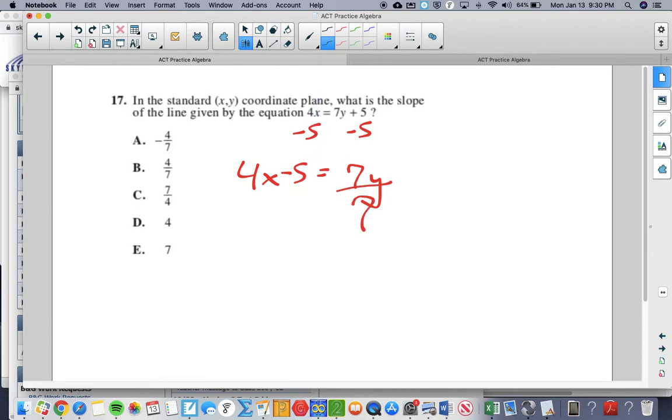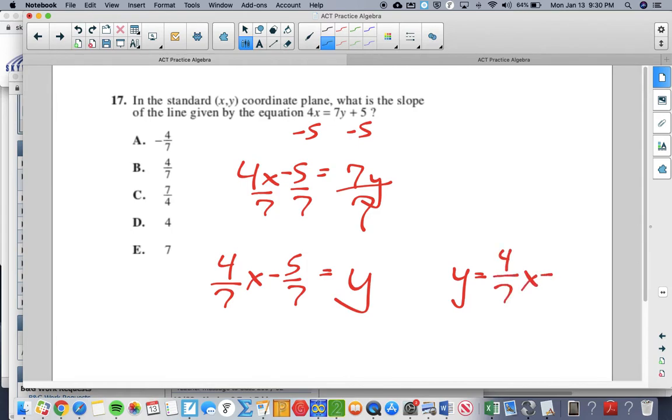Last but not least, divide by 7. Now when we divide the right side by 7, we have to divide the left side by 7. So we get y equals 4 over 7 x, minus 5/7. Now I'm going to write this by switching the left and right side of the equation. I'm going to put the y on the left side. We have 4/7 x minus 5/7. Remember, slope-intercept form: the slope is the value getting multiplied with the x.